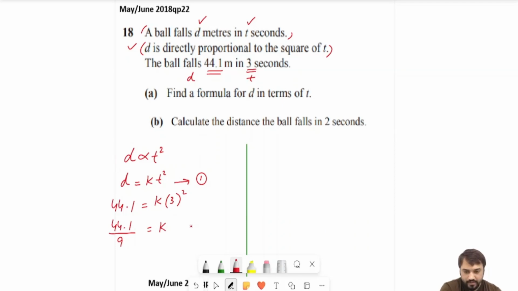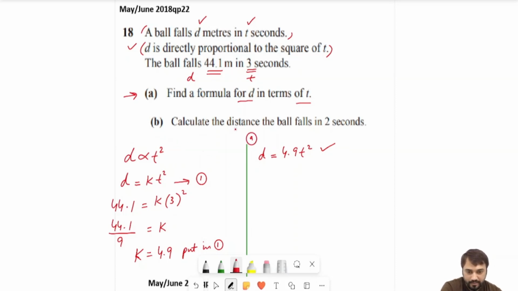It is 4.9. So k is equal to 4.9. Put in 1. The equation becomes d is equal to 4.9 t square. In our first part, we have to find a formula for d in terms of t and we have just concluded it.